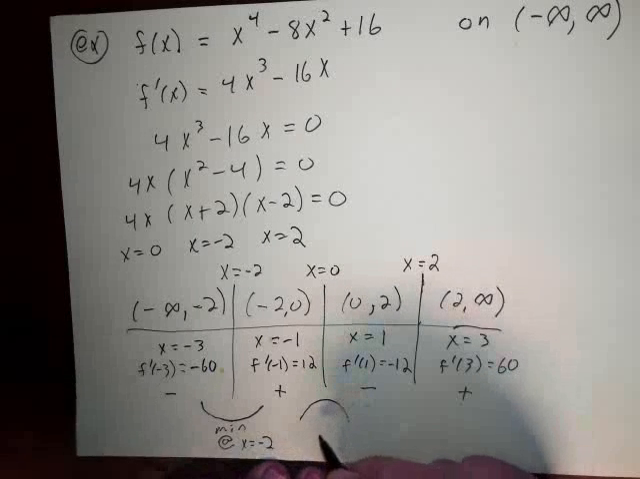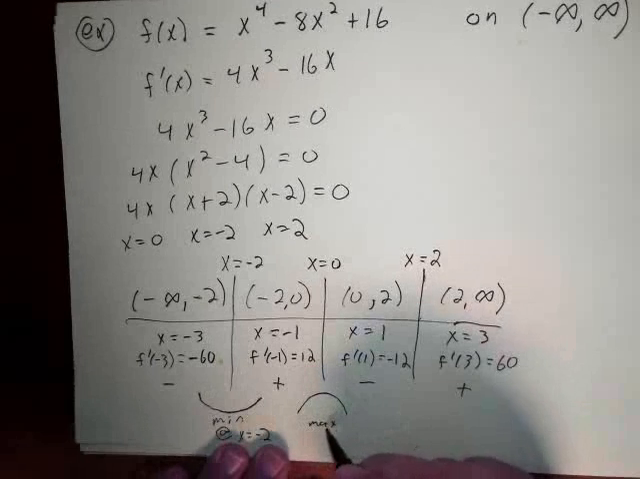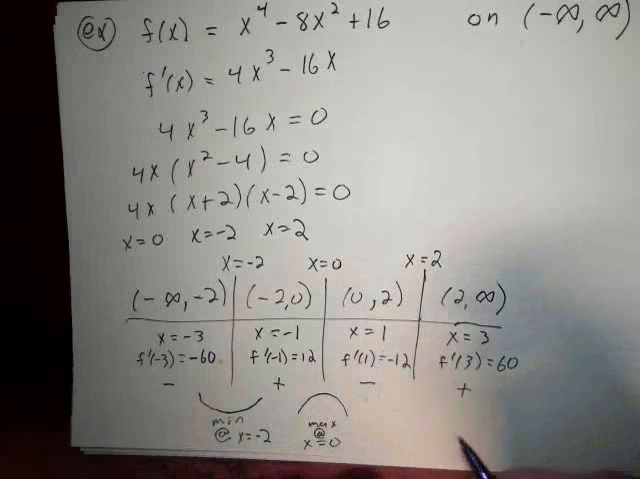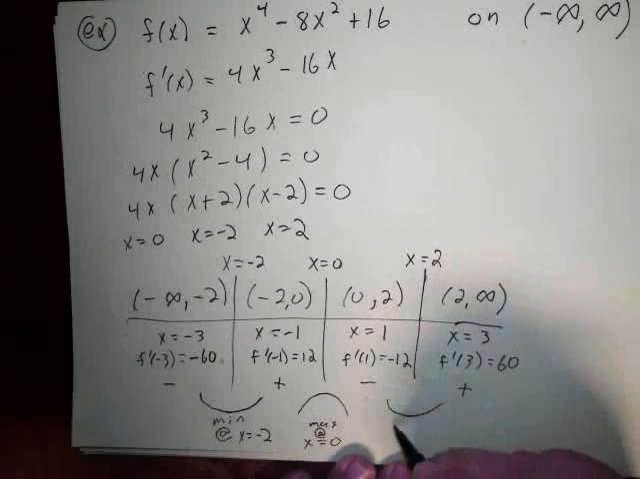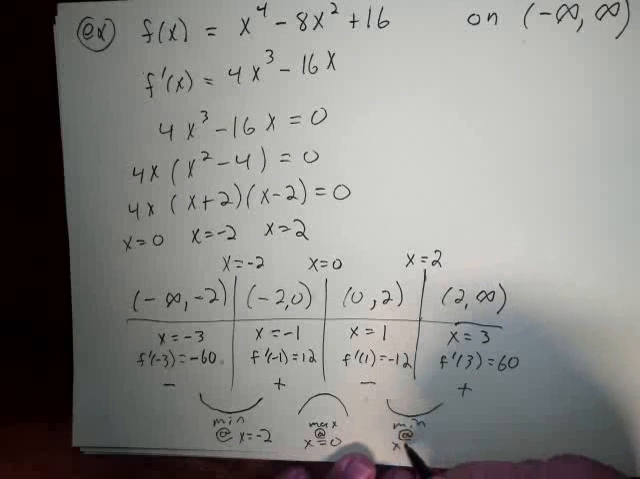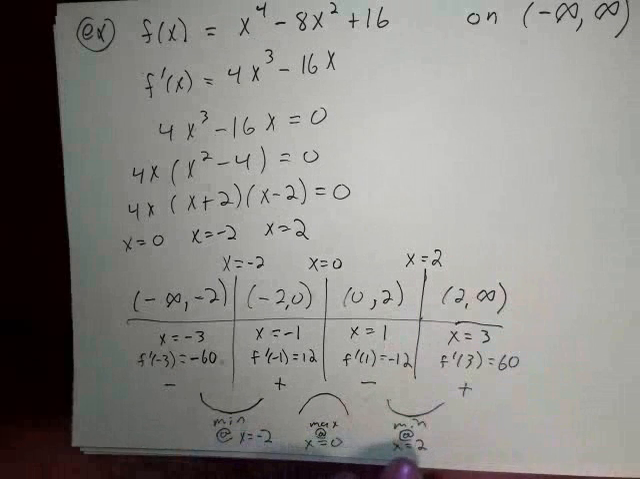Okay, and then here it's going from positive to negative, so the function is increasing, it's 0, and then it's decreasing. And so here you get a max at x equals 0. And then here it's decreasing, 0, and then increasing, and you get a minimum at x equals positive 2. So you get a min, a max, and a min.